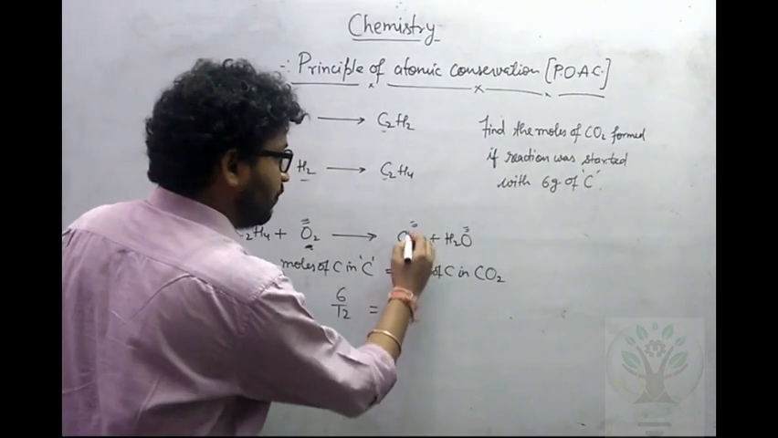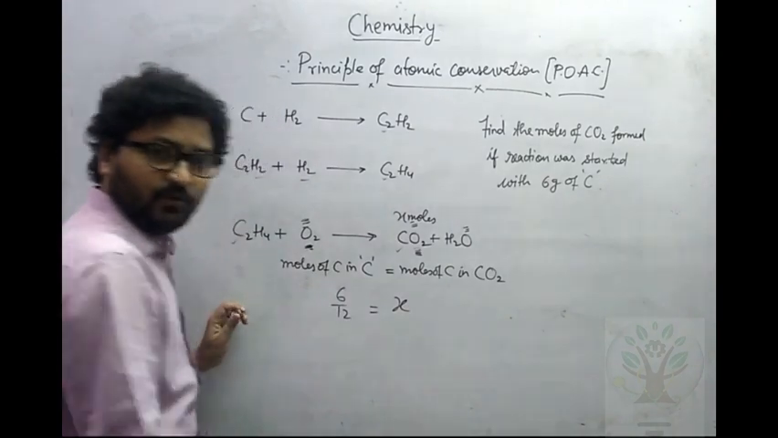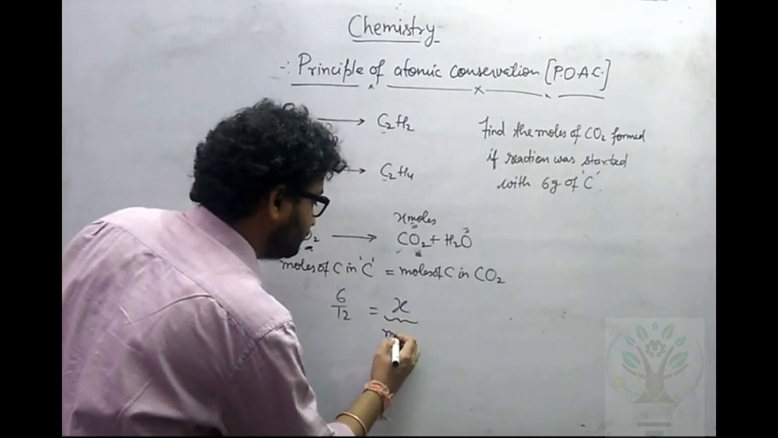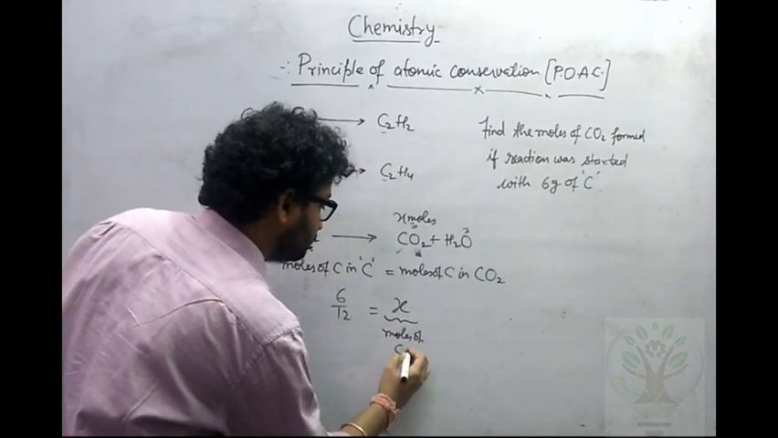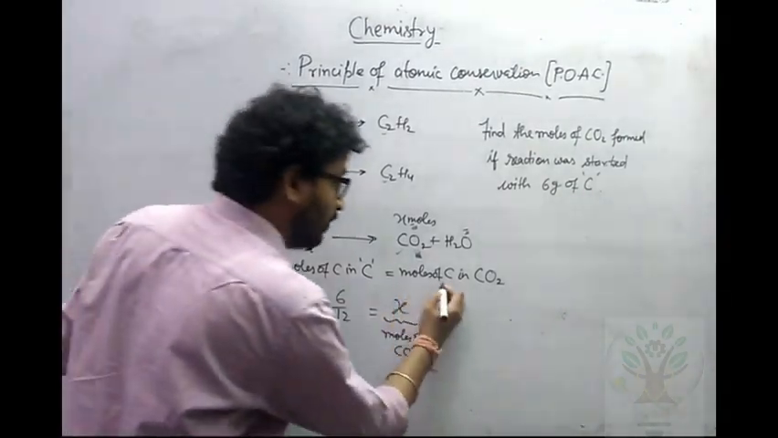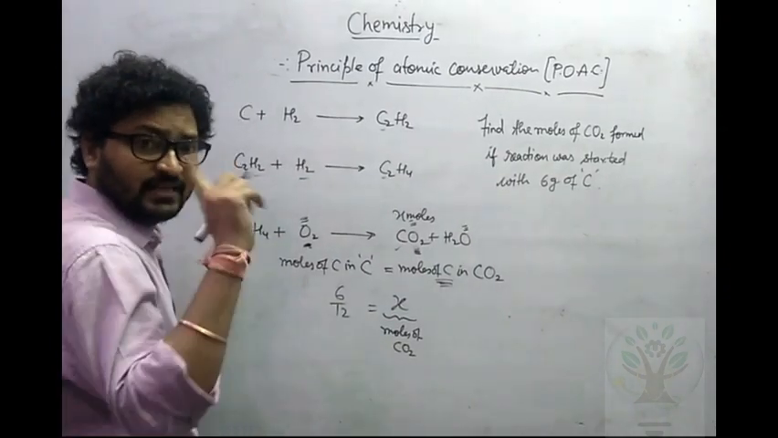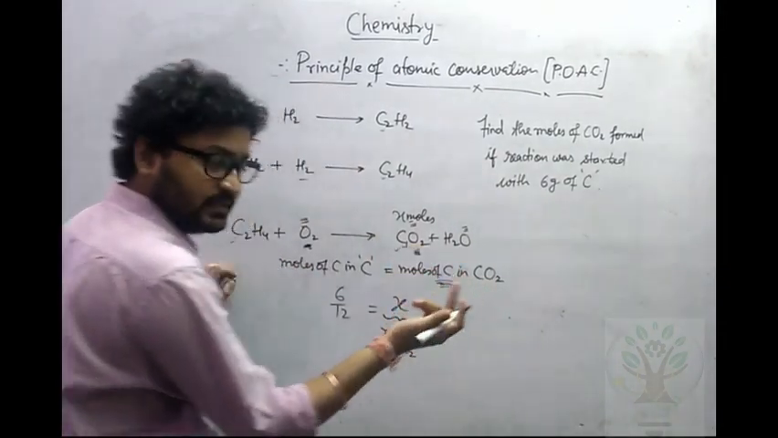Now, let's say moles of CO2 are X moles. So X moles, what is X? X is moles of CO2. But am I equating moles of CO2? No, I am equating moles of C. Now, each CO2 contains how many C? Each CO2 contains 1 C. See, just 1 C is present here.